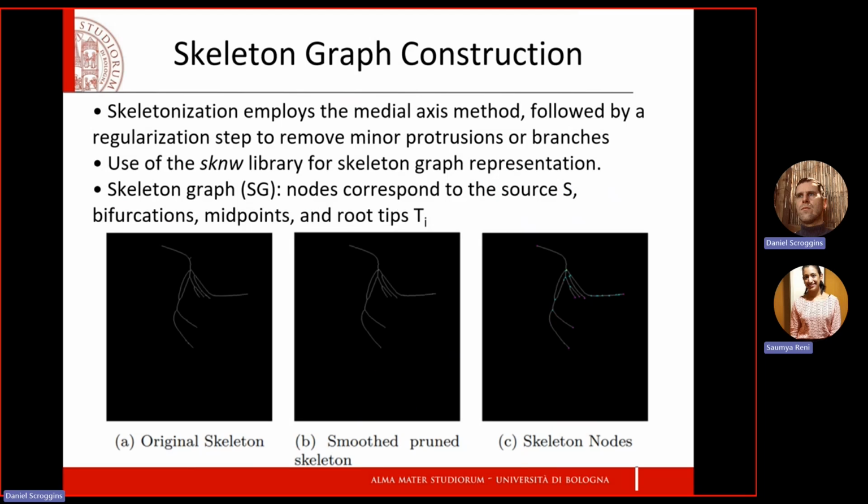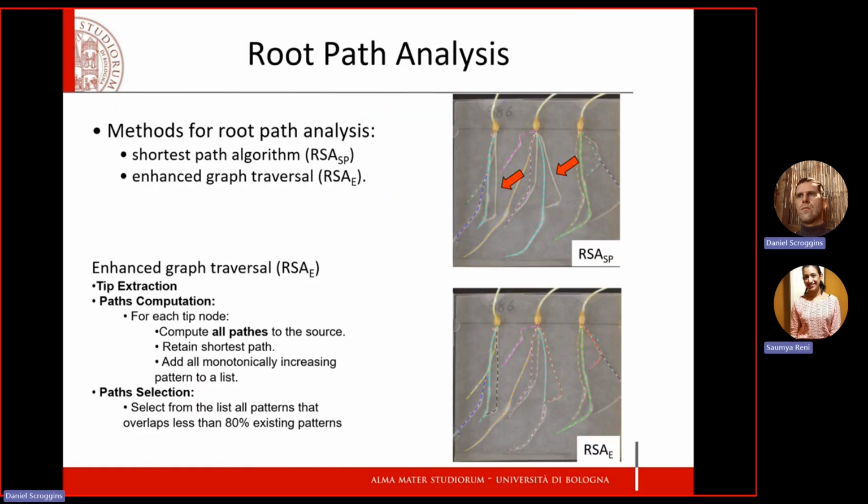The following step is the construction of the image skeleton using the medial axis method, followed by a regularization step to remove any possible protrusions or small branches. We use the SKNW library for graph representation. The result is a graph whose nodes correspond to tips, in red here, the seed, in green, and any bifurcation point. From this representation, we applied a method for root path analysis.